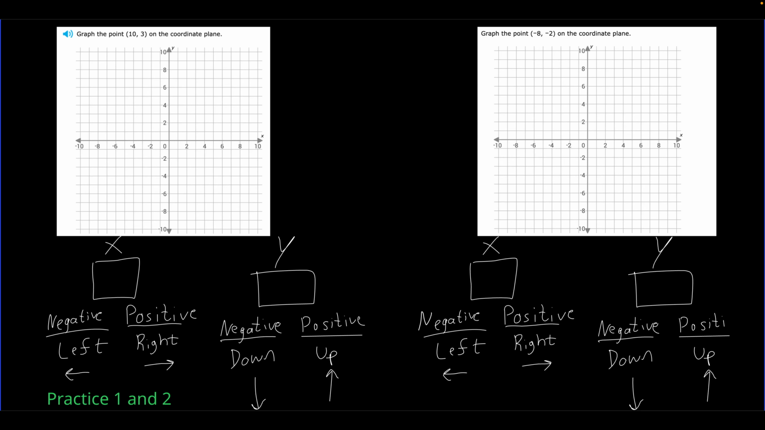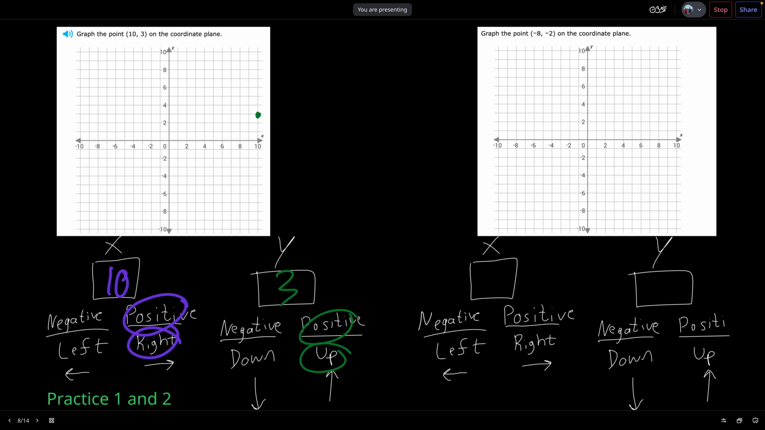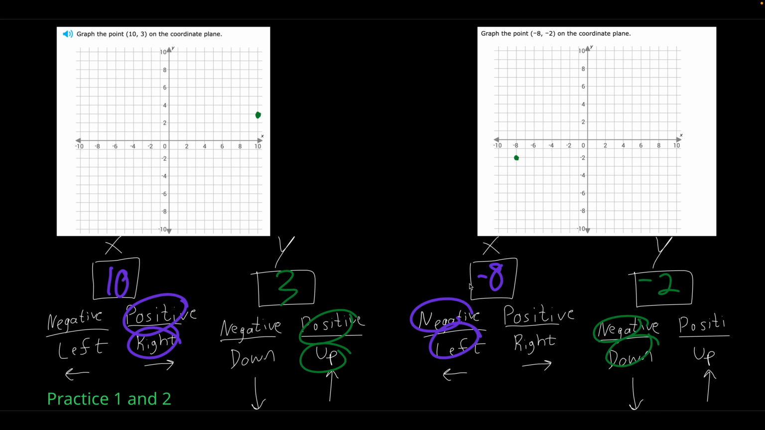Okay, now that you've had time to work these problems, let's check your solutions. Okay, for the first problem, you should have gone 10 right and 3 up, so you would have ended up right here. And for the second problem, you should have gone 8 left and down 2, ended up right here.